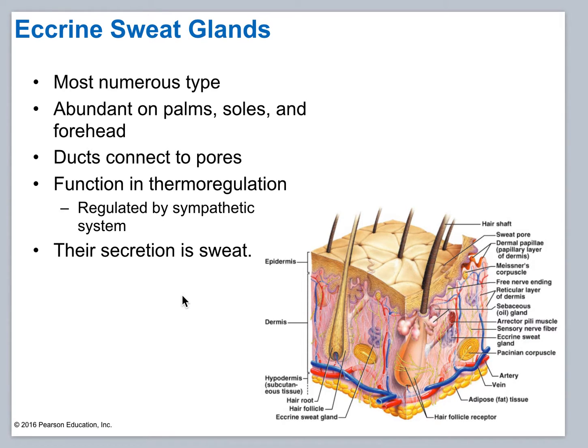The eccrine sweat glands are the most numerous type. They're abundant on the palms, soles, and forehead. These are ducts connected to pores. So again, these are what kind of glands? They're exocrine glands.